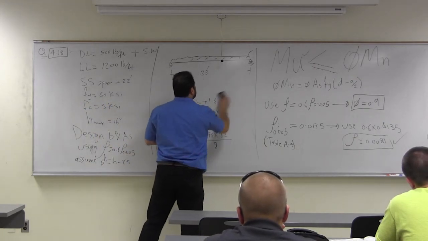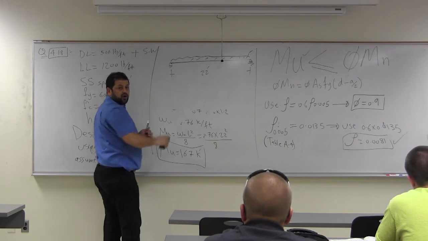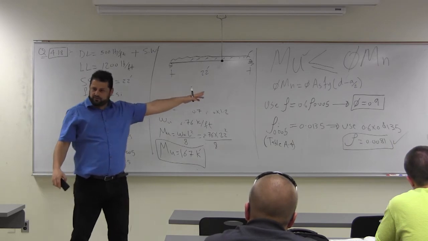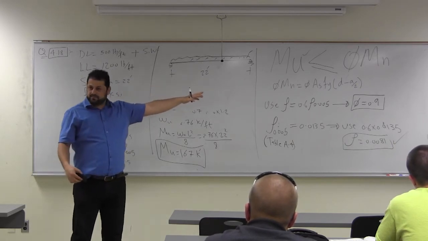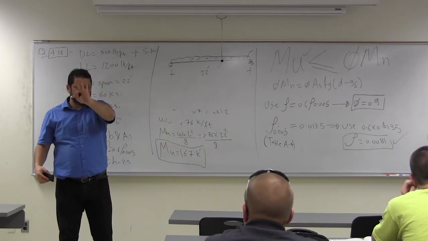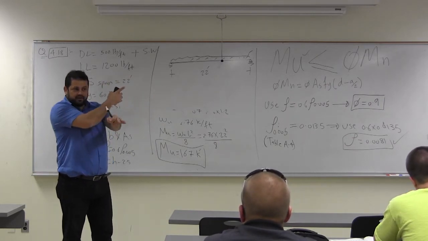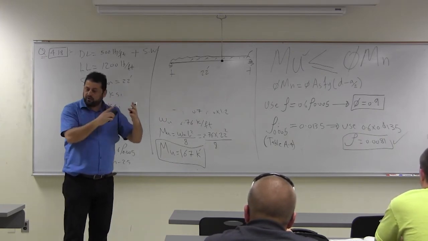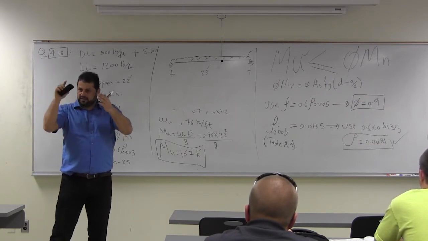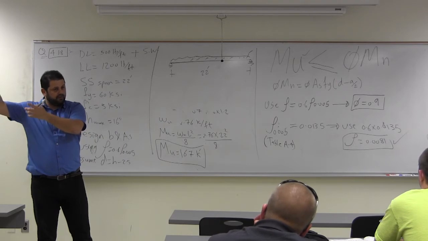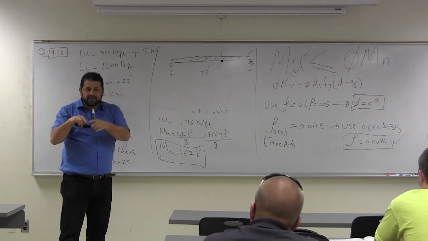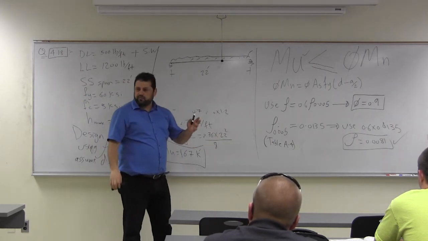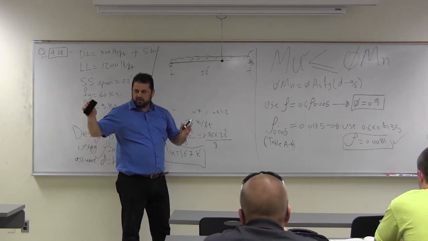How many ways I taught you, or how many shapes of the strength, phi Mn, I wrote for you the other day? 3, right? I told you phi Mn equal phi As fy (d minus a over 2), and a equal As fy over 0.85 f'c. Then I combined those into one formula, right? I told you phi Mn equal rho b d squared fy (1 minus 0.59 rho fy over f prime c).